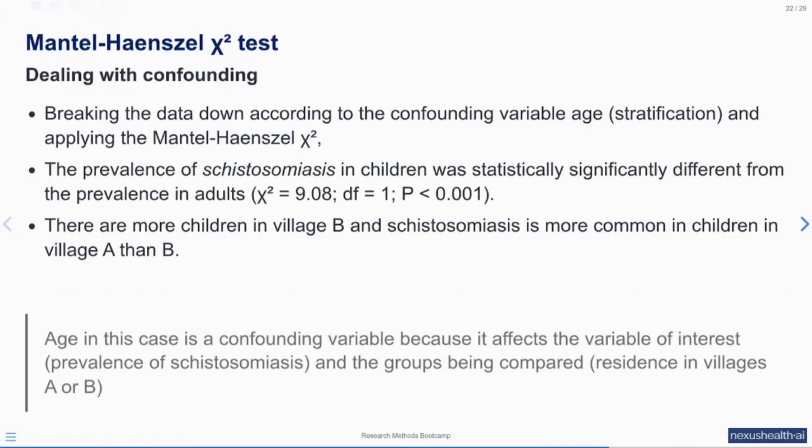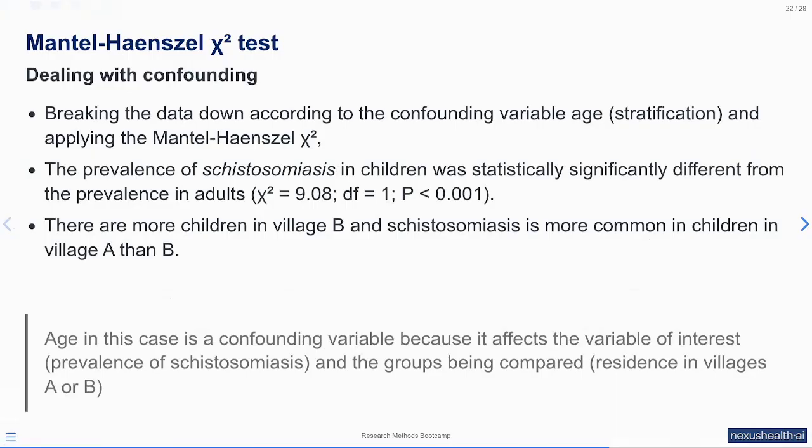So how do we use the Mantel-Haenszel test to deal with confounding? We do that by breaking the data down according to the confounding variable. So we stratify. And after stratifying, we apply the Mantel-Haenszel chi-square test. The prevalence of schistosomiasis in children was statistically significantly different from the prevalence in adults. And that's what we saw.